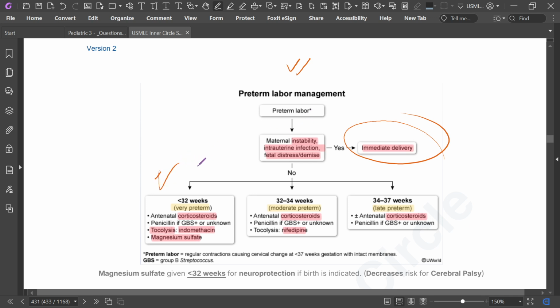If it is less than 32 weeks, four things should be given: antibiotic, that means penicillin, antenatal corticosteroid, tocolytics, indomethacin, and magnesium sulfate. So antenatal corticosteroid, penicillin, tocolytic, magnesium sulfate: APTM.